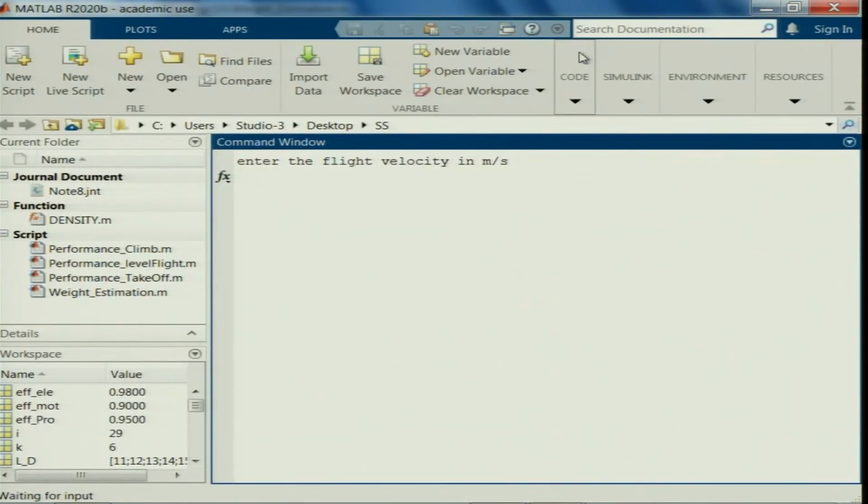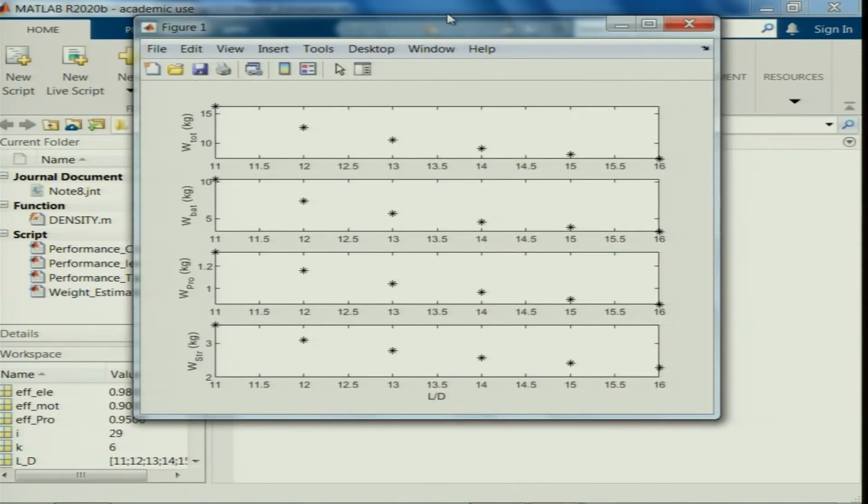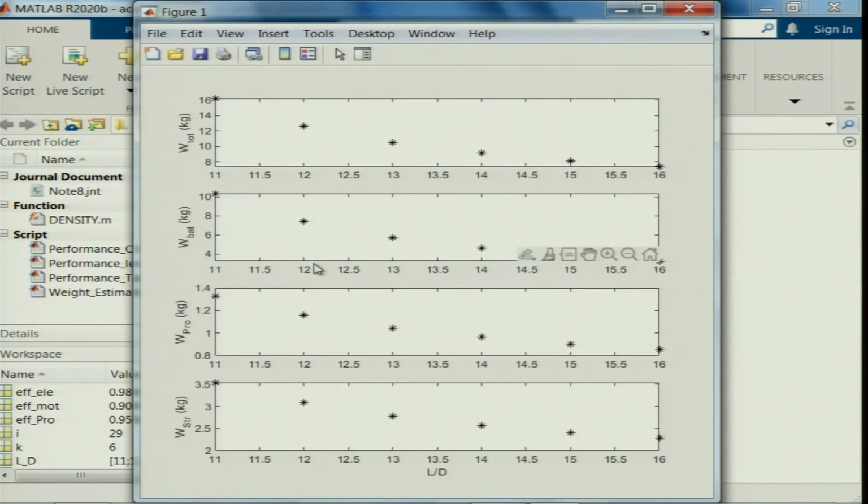So, the flight velocity is 30 meters per second and the duration of flight is 2 hours from the data, and the SED says specific energy density of the battery. Actually, it should be specific energy density. Okay, I missed it. Please, I'll make a correction. Right. So, if this is the case, we have a plot here.